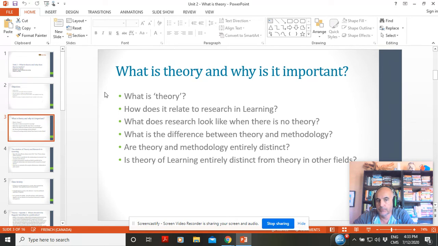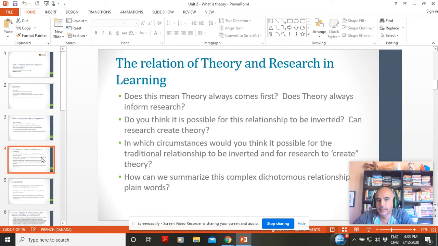Okay, so here are some questions for the first forum I'm going to pose. What is theory? It seems easy, but it's actually quite complicated. It's fairly intangible. So try and be as precise as you can, and we're going to try and work through that definition through the afternoon. How does it relate to research and learning? What does research look like when there's no theory? What is the difference between theory and methodology? Are theory and methodology entirely distinct? And is theory of learning entirely distinct from theory in other fields? So quite a few questions, but I think you can combine them all in your answers into a paragraph and maybe post those in the first thread of activity in the forum.